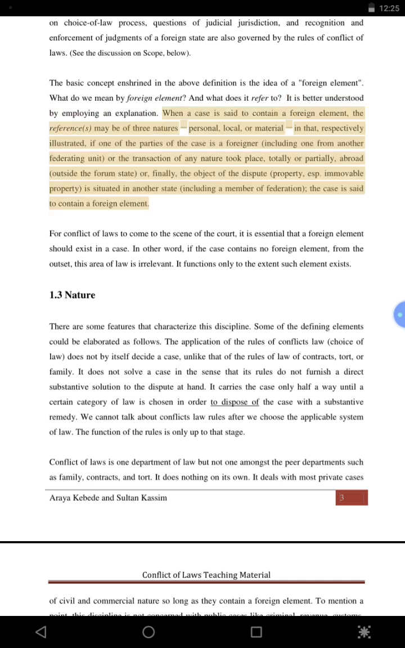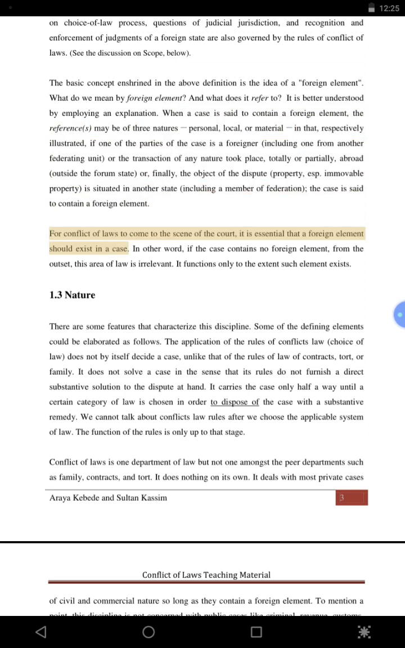When a case is said to contain a foreign element, the references may be of three natures: personal, local, or material. Respectively illustrated, if one of the parties of the case is a foreigner, including one from another federating unit, or the transaction of any nature took place, totally or partially, abroad, outside the forum state, or, finally, the object of the dispute, property, especially a movable property, is situated in another state, including a member of the federation, the case is said to contain a foreign element.